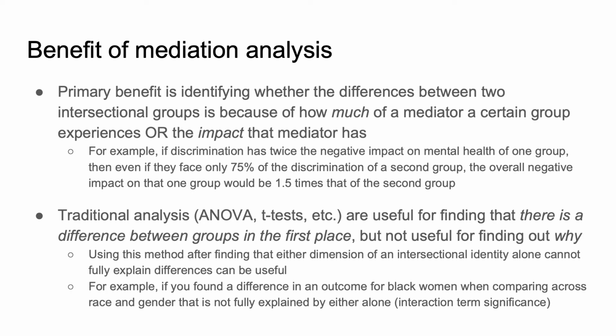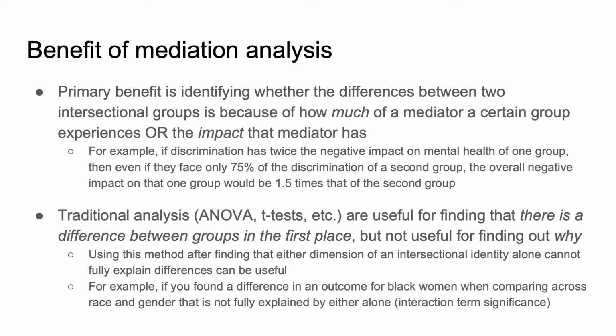So, what exactly are the benefits of mediation analysis? One might ask, why would you do this instead of just coding each intersectional group as a separate group and then testing for differences in the outcome for each group? Well, the primary benefit of this particular type of mediation analysis is identifying whether the differences between two intersectional groups is due to the level of the mediator or due to the impact per unit of the mediator. For example, if one group faced 75% as much discrimination as another group, without considering how much discrimination affects that group, one might incorrectly conclude that intervention is not as necessary for that group, even if it may be important, like in the circumstance where discrimination has twice the negative impact on that particular group.